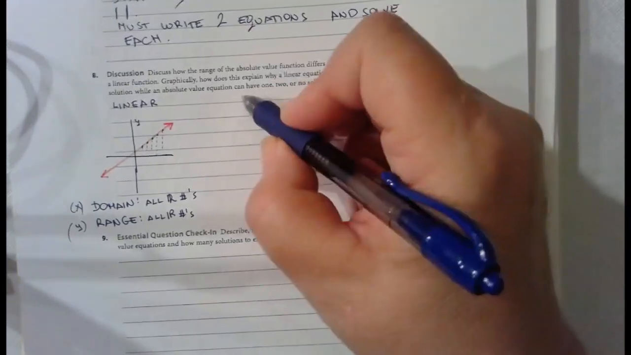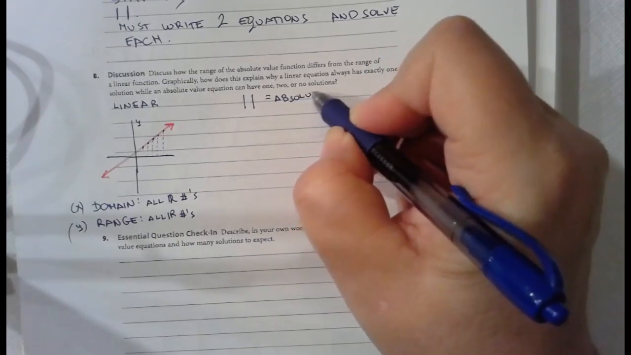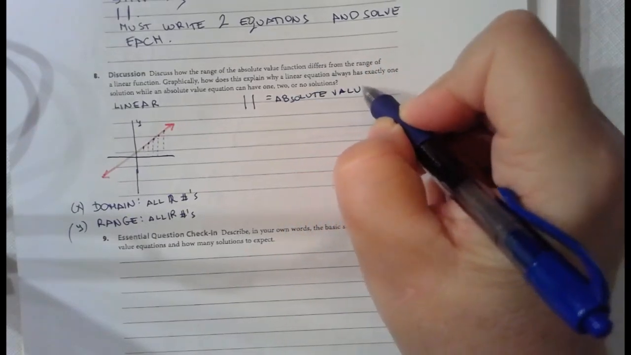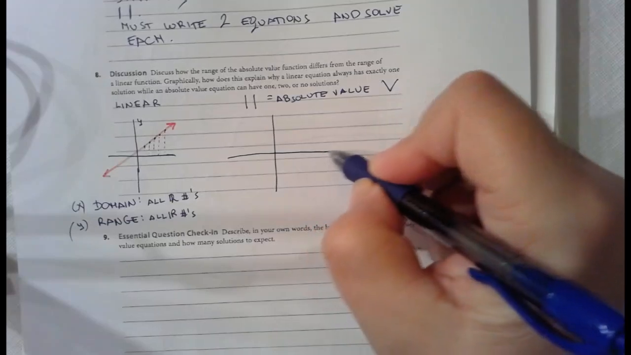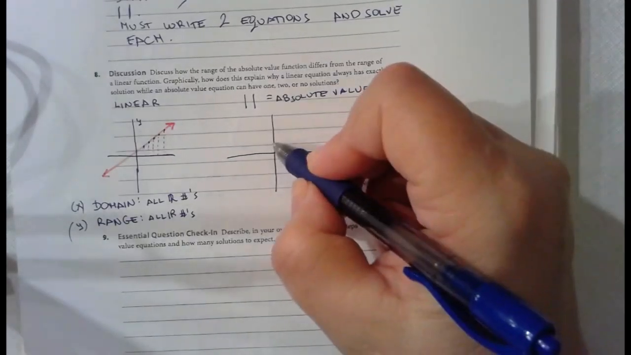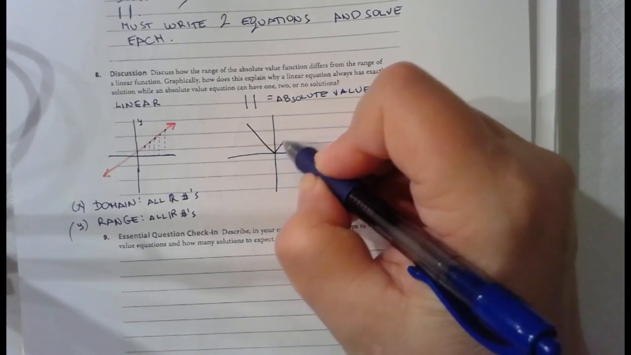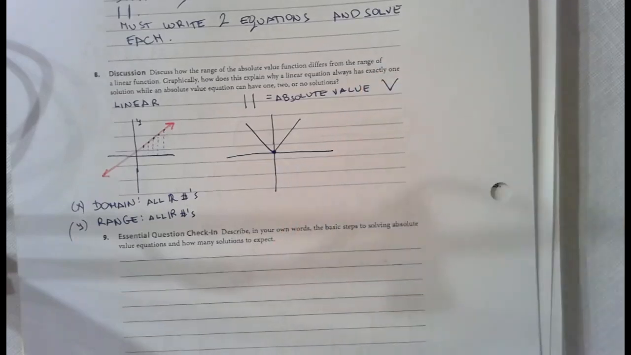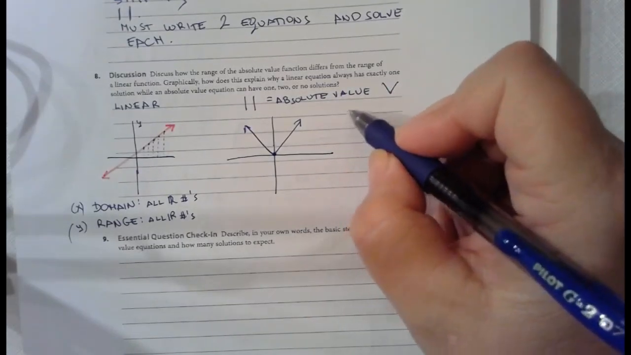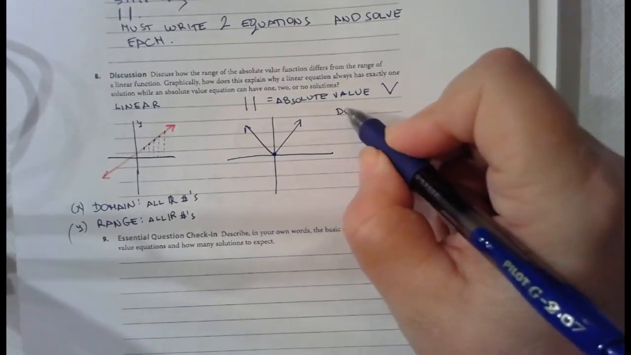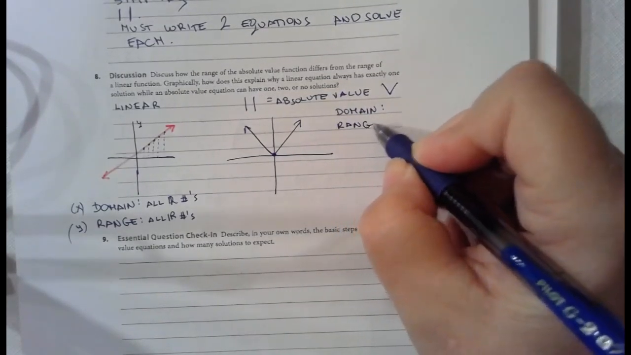Now, absolute value graph is a V. So if I have some graph that's like this, and let's say my graph goes like this, my absolute value, and this goes into infinity, this goes into infinity. My domain, in this case, and range, let's see how they change.